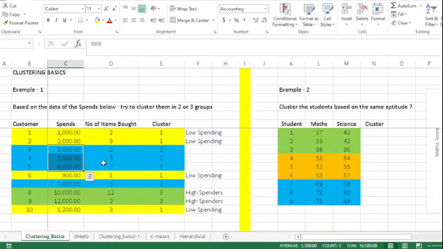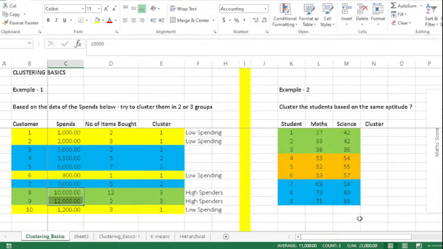They are okay. I mean, they are spending. They have spent on this website not very low and not very high. So medium, you can call them medium spenders, right? And then you have the heavy spenders, high spenders, 8 and 9, right? They are extensively doing shopping on this website.